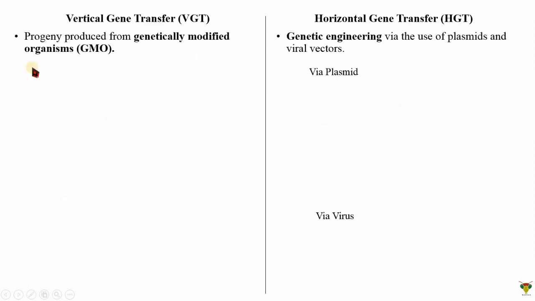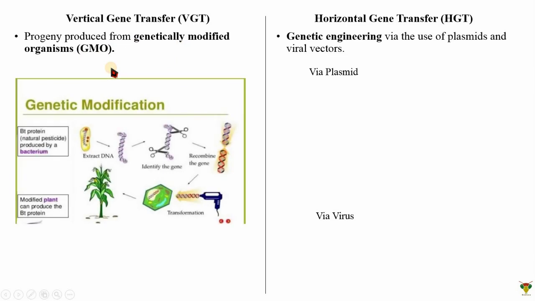Next we have how it is done when we are modifying the organisms. While modifying the organisms in vertical gene transfer, progeny is produced from genetically modified organisms. In genetically modified organisms, we already know that one organism is modified by inserting genetic makeup into the cell, and then it will produce a whole organism in the next generation. An example given here is the Bt protein that is produced in the plants to fight the pests.